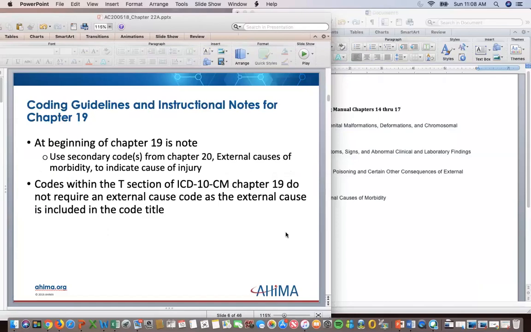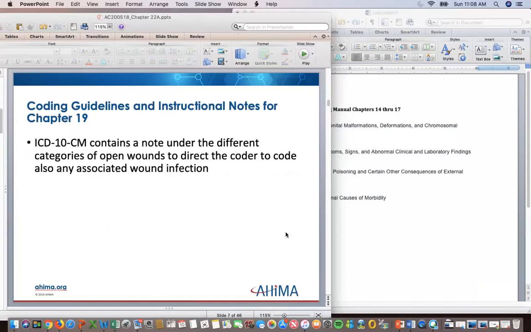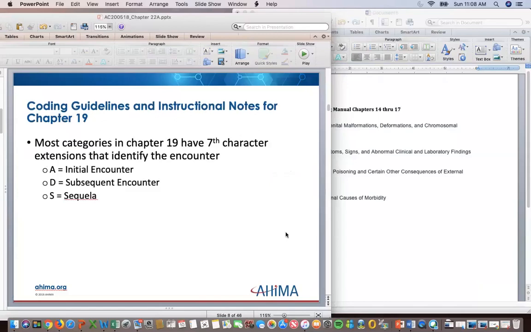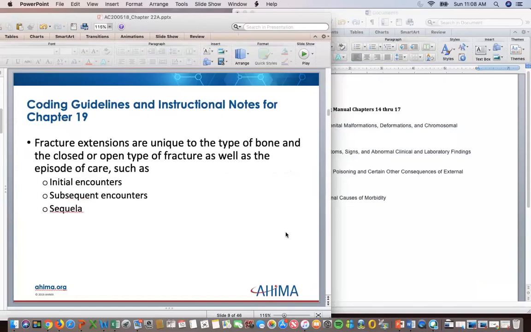So that would maybe be your only code you will use. Insurance companies don't necessarily like those codes, but ICD-10 contains a note under the different categories of open wounds to direct the code or coding associated wound infection. And here we talk about your seventh character. So A, initial encounter, D, subsequent encounter, or S, sequela to the event.